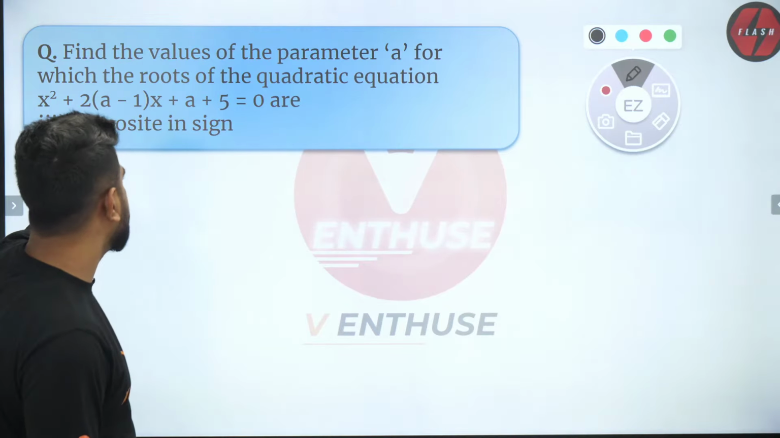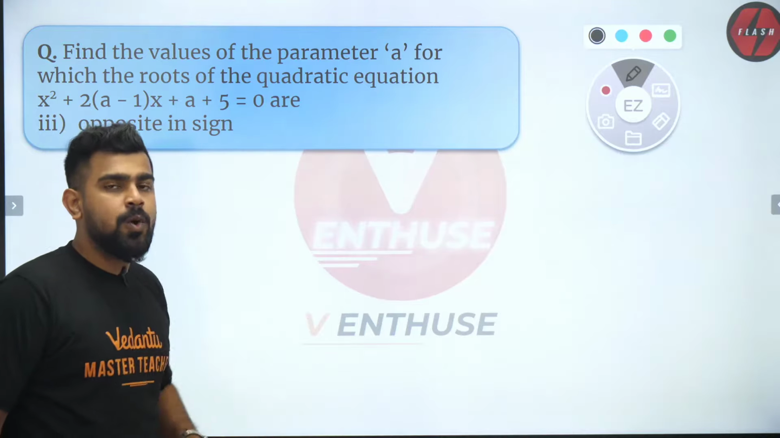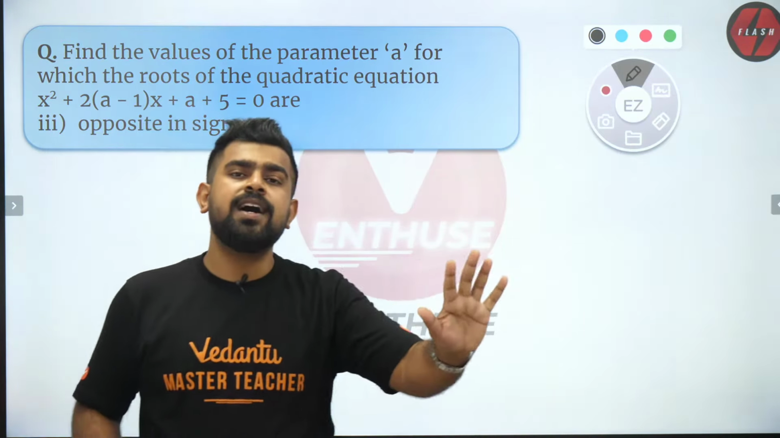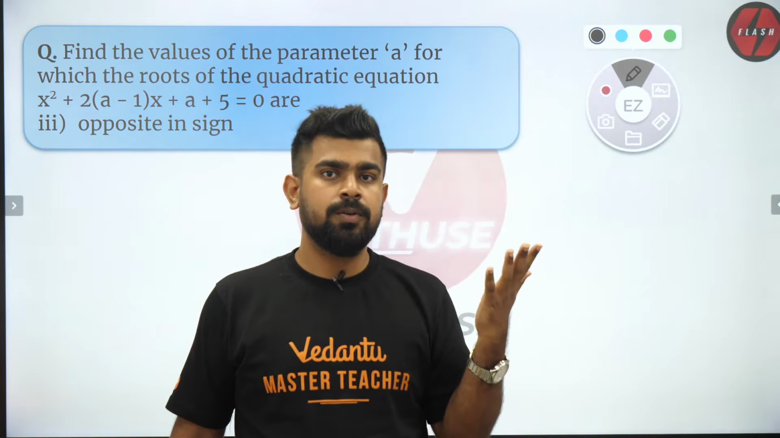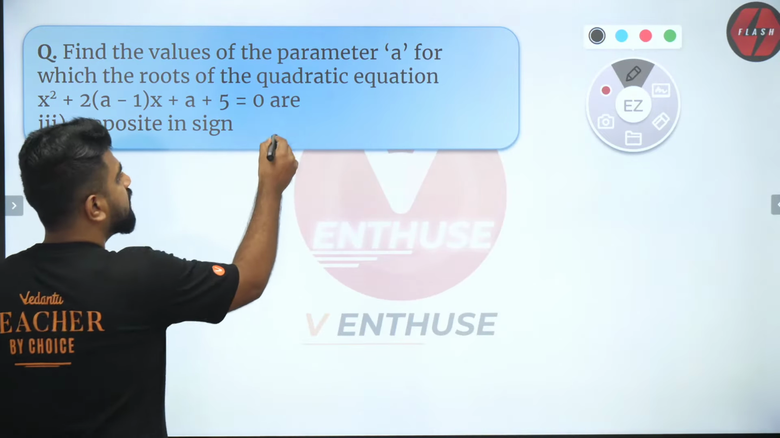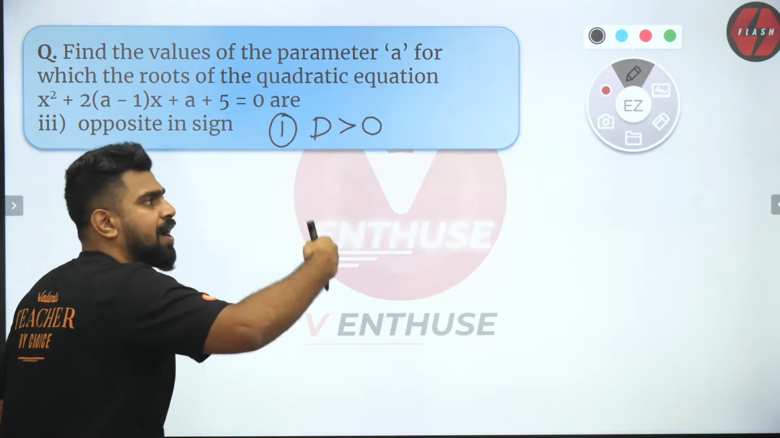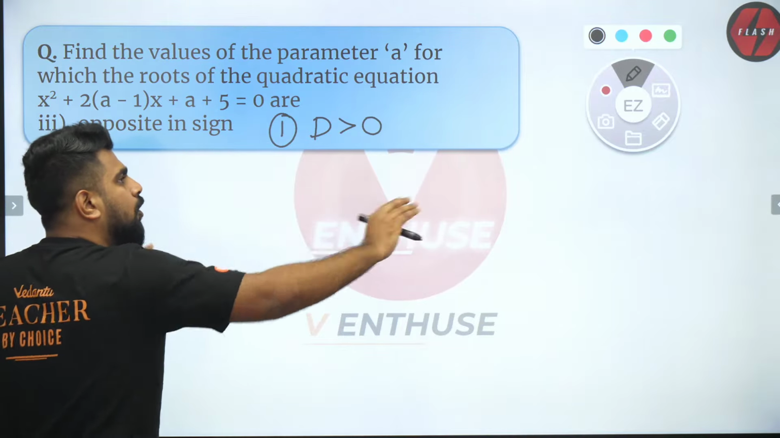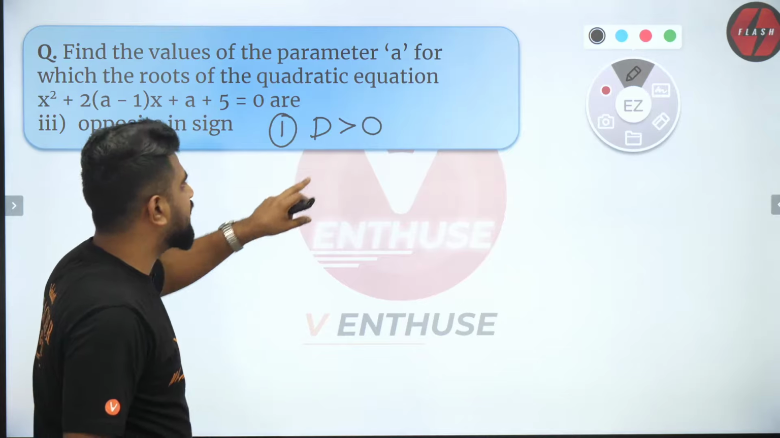So now coming to this question. The root should be of opposite sign. That means what? One root is positive, one root is negative. So pakka, my discriminant should be greater than 0, because here equal roots is not a possibility. First condition is discriminant must be greater than 0 because one is positive, one is negative. So they are all spread out, right? So they too are different roots. They are distinct roots. So D is greater than 0.